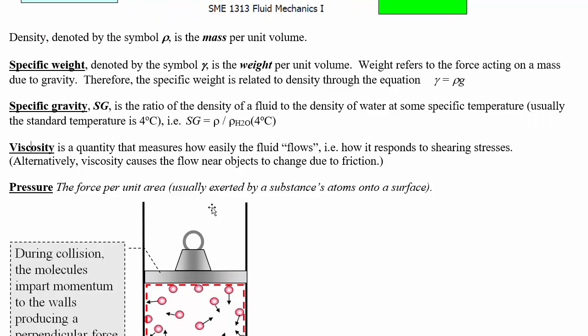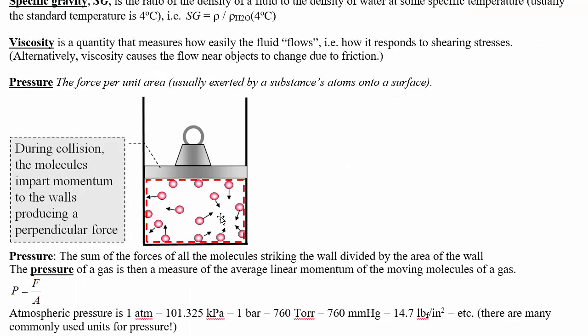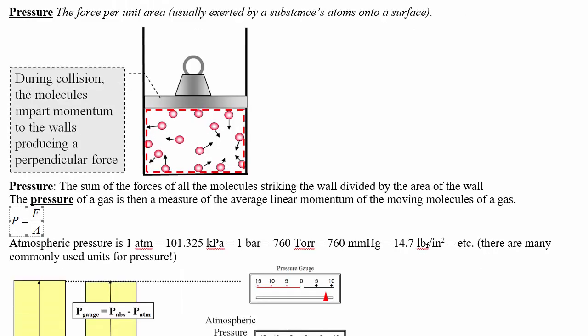Pressure is the force per unit area, usually exerted by a substance's atoms onto a surface. So when atoms crash into a wall, they bounce off and experience a change in momentum from doing that. If you average that over time, then you come up with force units. And if you average it over an area of wall involved, then you can get what is defined as the pressure. Pressure has a lot of different units.